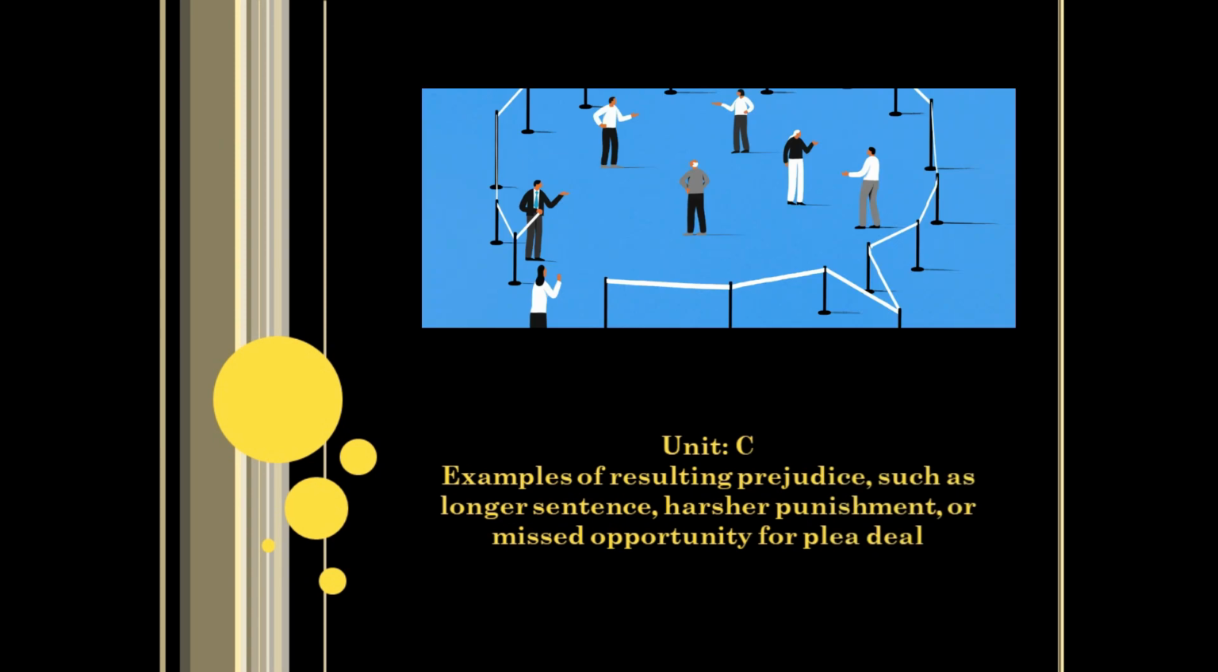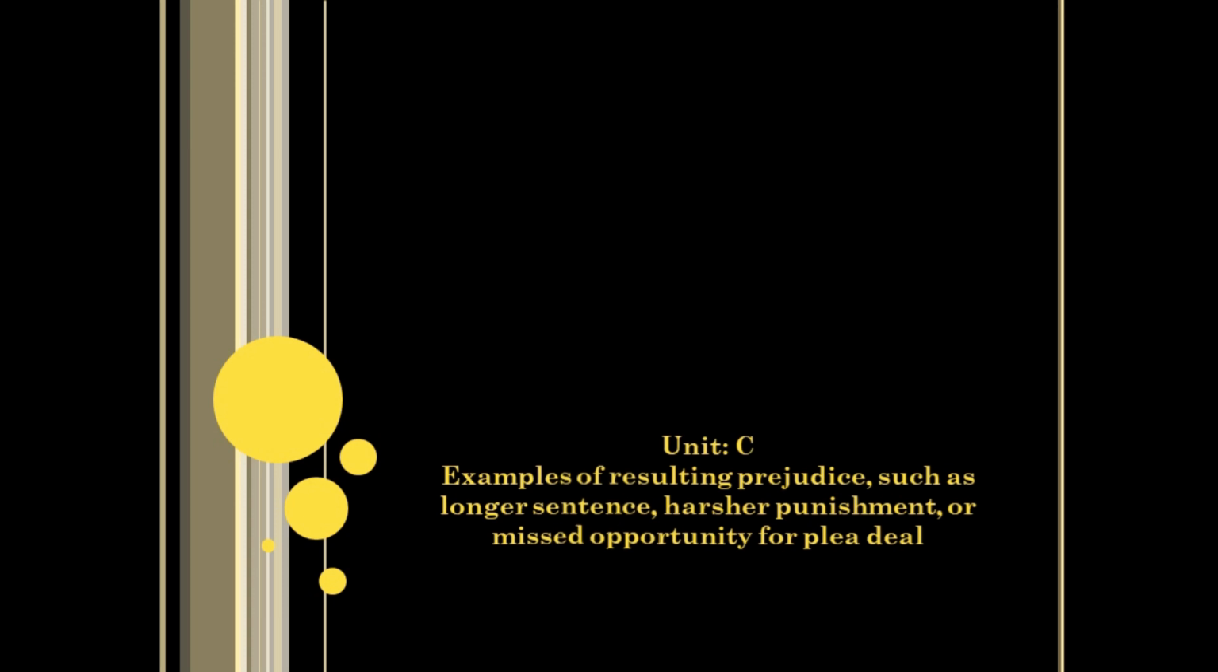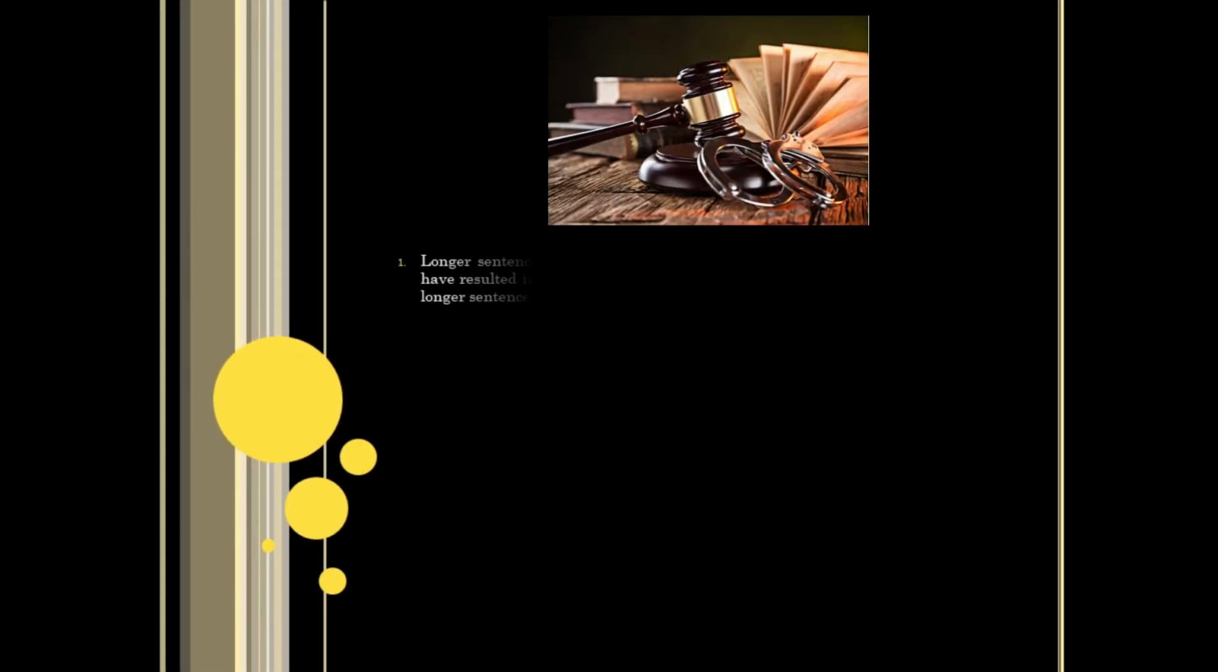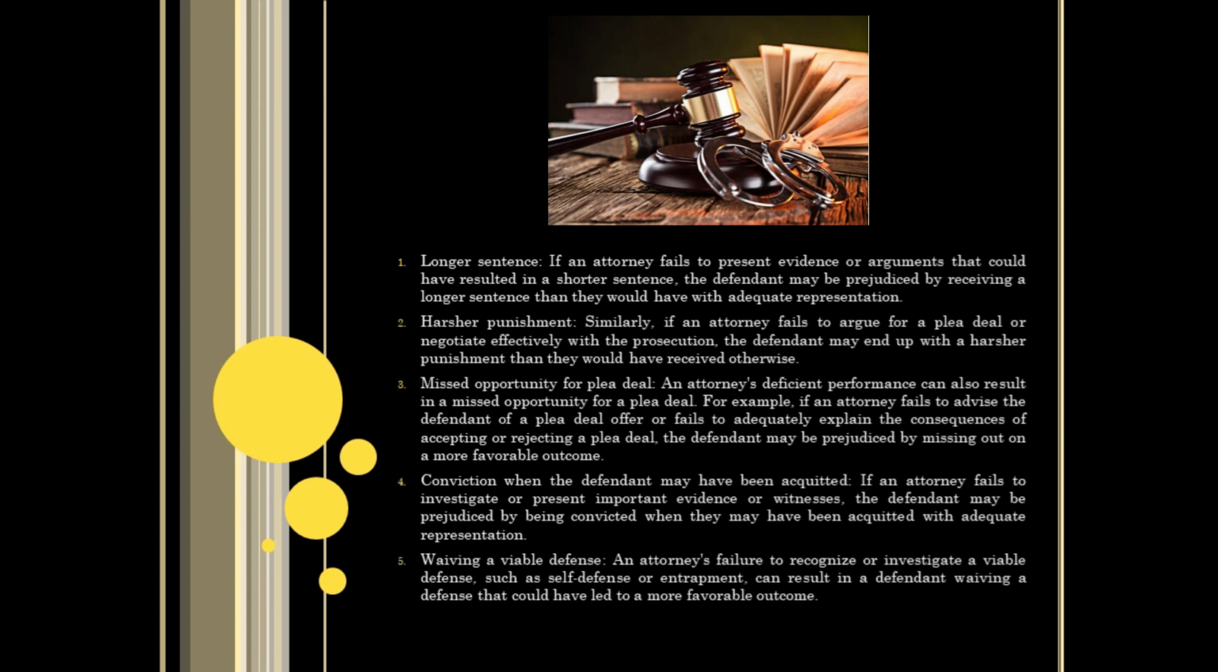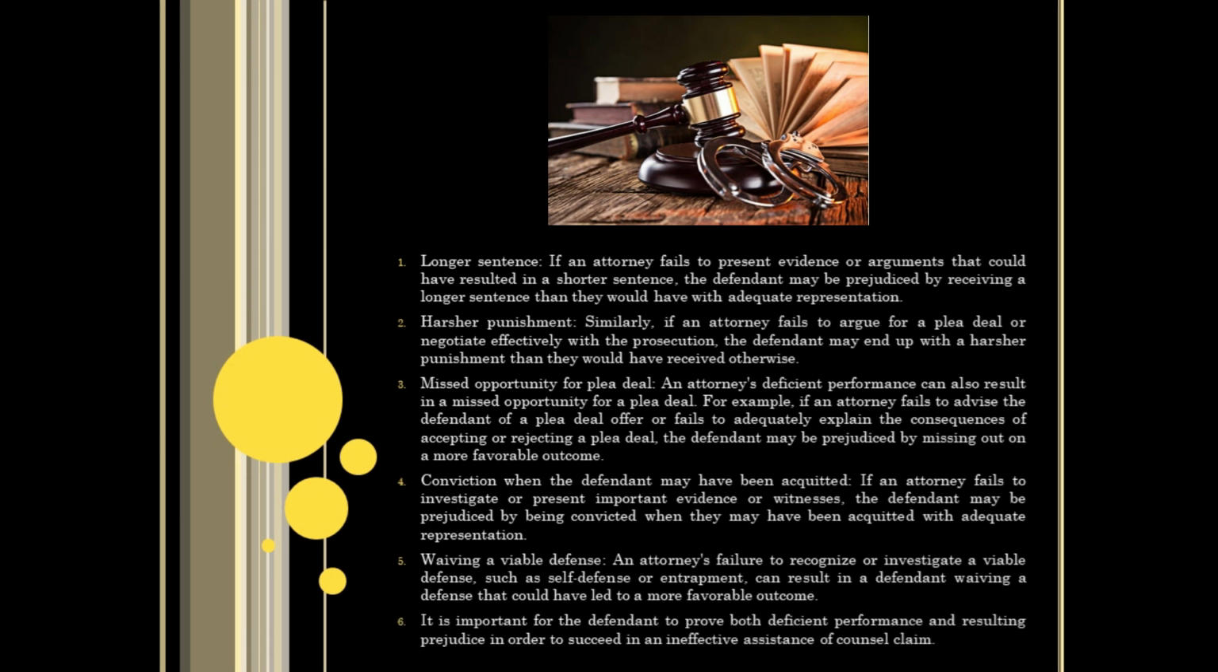Unit C. Examples of resulting prejudice, such as longer sentence, harsher punishment, or missed opportunity for plea deal. Longer sentence. If an attorney fails to present evidence or arguments that could have resulted in a shorter sentence, the defendant may be prejudiced by receiving a longer sentence than they would have with adequate representation. Harsher punishment. Similarly, if an attorney fails to argue for a plea deal or negotiate effectively with the prosecution, the defendant may end up with a harsher punishment than they would have received otherwise.